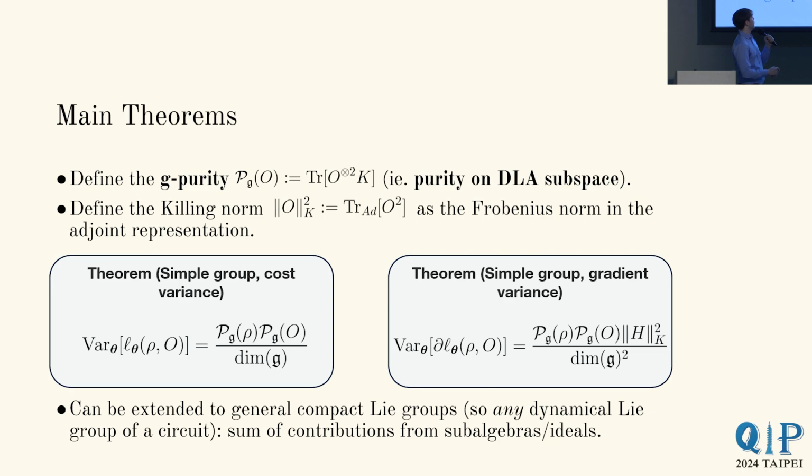And then I also define this Killing norm here, which you can understand as a Frobenius norm in the adjoint representation. It's not that essential, but it's that element here, and it's basically the difference between the two. So you see these two are very related, and in fact, they are two sides of the same coin. Usually you only need one of the two to prove Barren Plateaus.